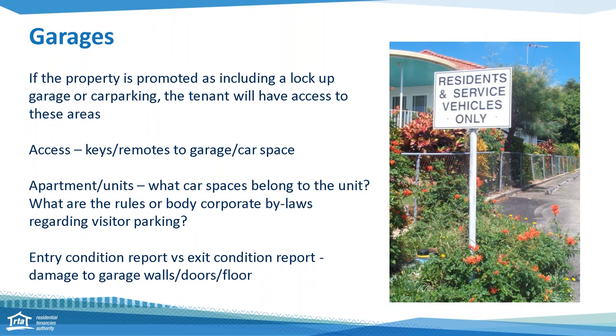For apartments, it's a good idea to ensure the tenant is aware of what car spaces belong to the apartment or unit they are renting and what are the rules around the body corporate bylaws for visitor parking. Again, making sure the tenant has information and is aware of what they can and cannot do. In some buildings, there might be a security gate operated by a remote. Again, the owner or the manager will need to ensure the tenant has accessibility and the remote to gain access.